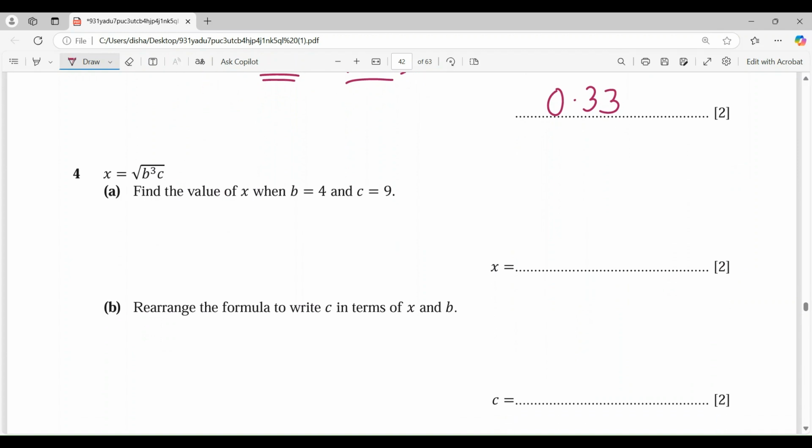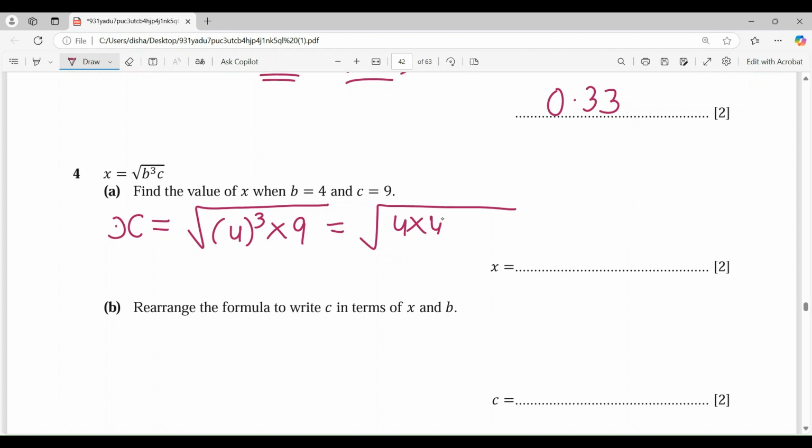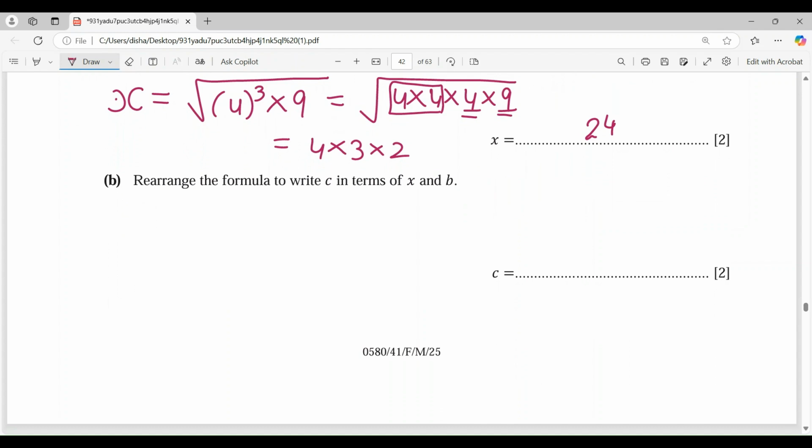Next, x is equal to root of b cube into c. Find the value of x when b is 4, c is 9. So x will be equal to root of b cube into c. So that is equal to, if I simplify, 4 cube can be written as 4 into 4 into 4 into 9. This can be taken out of the root, so that will become 4. This can be taken out of the root, that will become 3. This will be taken out of the root and it will be 2. So 4 threes are 12, twos are 24. So answer is 24.